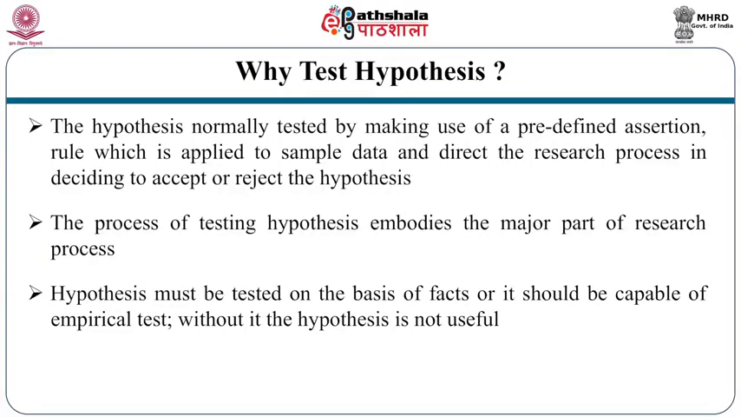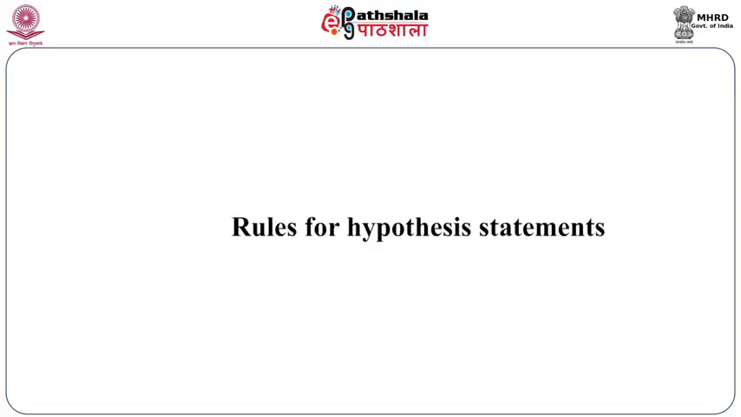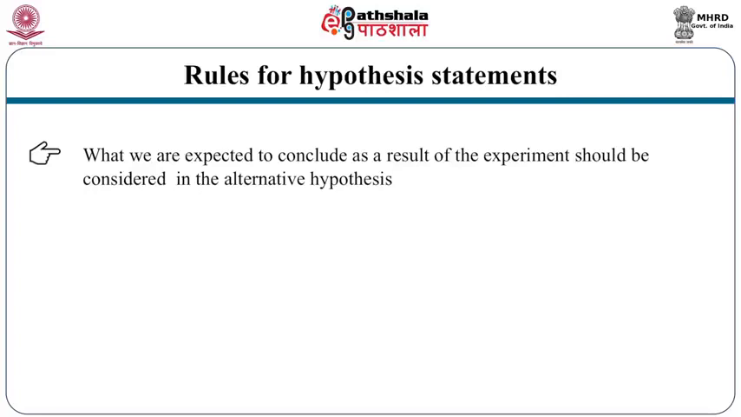So, the hypothesis is normally tested by making use of a predefined assertion rule which is applied to sample data and directs the research process in deciding to accept or reject the hypothesis. What are the rules for hypothesis statements? What we are expected to conclude as a result of the experiment should be considered in the alternative hypothesis.